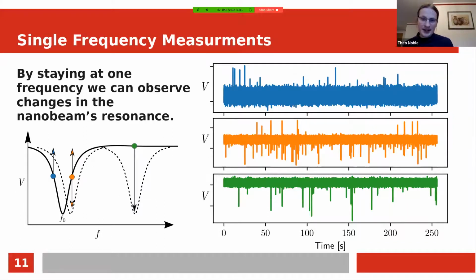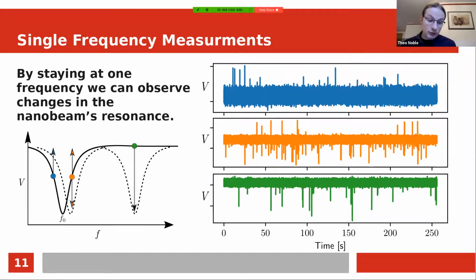So these are 3 separate time traces taken at different frequencies across the nanobeam's resonance. And you can see something is happening. However, there's no longer a clear-cut transition that we're seeing like with the fork. Instead, it's very quick transitions, and it appears that the resonance of the nanobeam is suddenly jumping. And it is a little bit hard to tell really what's going on.